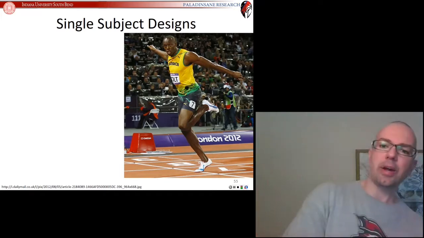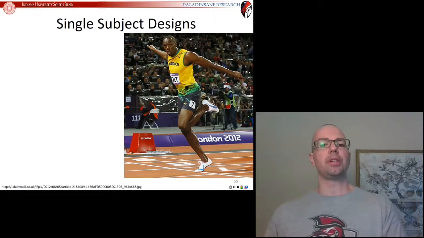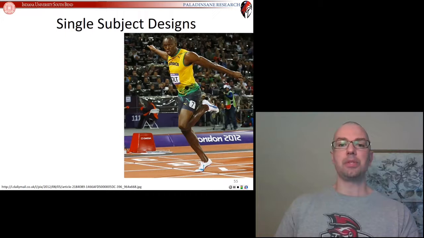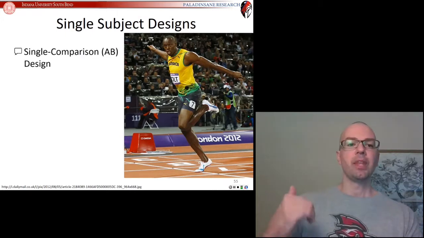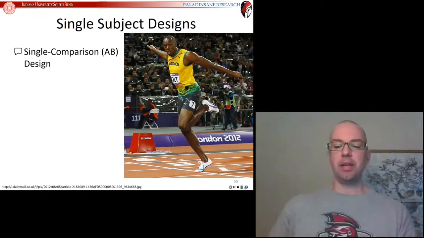So we're going to start with the incorrect design, and then next class when we meet, I'll go through in more detail the 2 correct designs that are used for single subject research or treatment. So the incorrect way to do this is the single comparison design, the AB design.